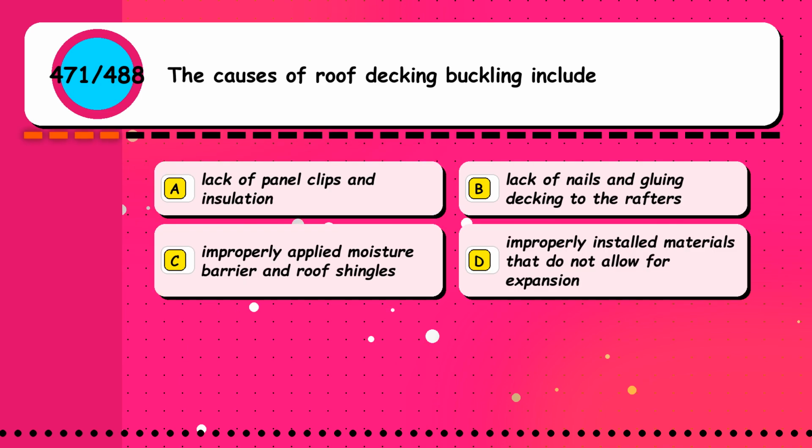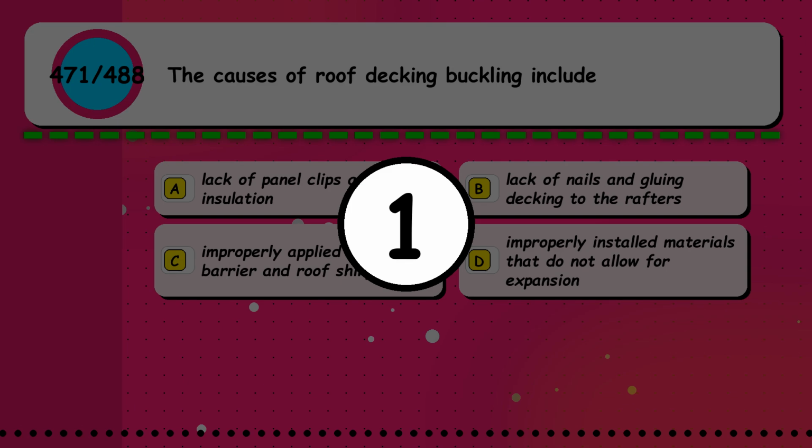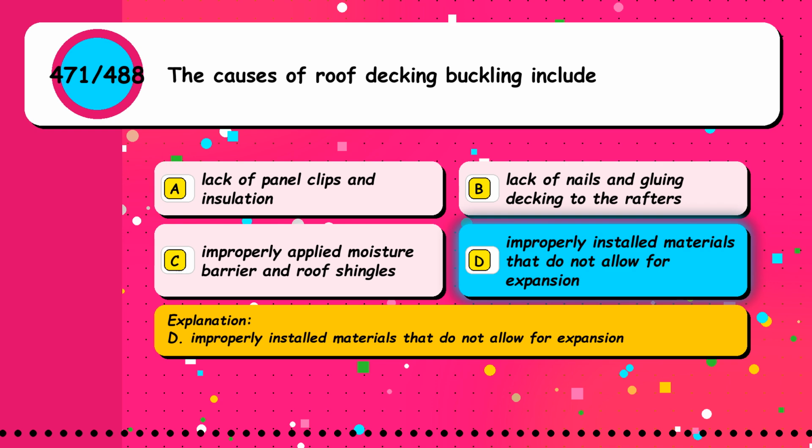Question 471. The causes of roof decking buckling include: option A, lack of panel clips and insulation. Option B, lack of nails and gluing decking to the rafters. Option C, improperly applied moisture barrier and roof shingles. Option D, improperly installed materials that do not allow for expansion. The correct answer is option D, improperly installed materials that do not allow for expansion.